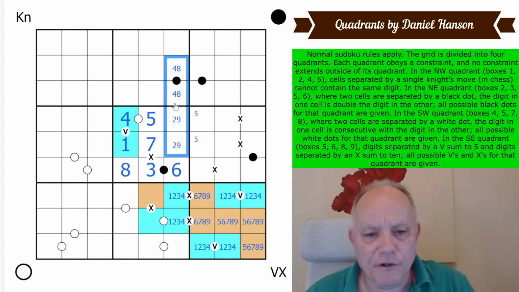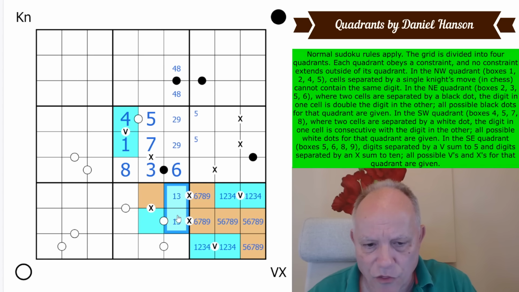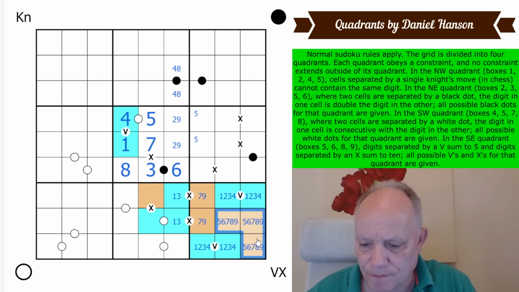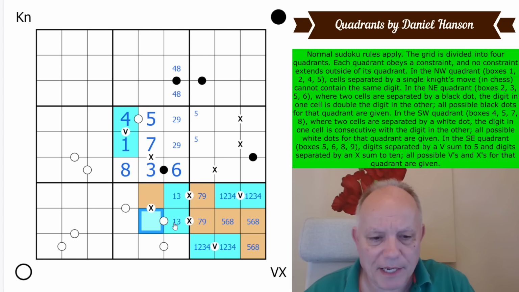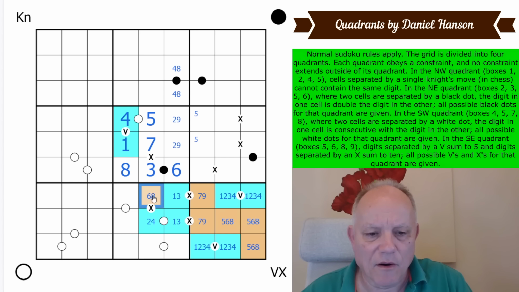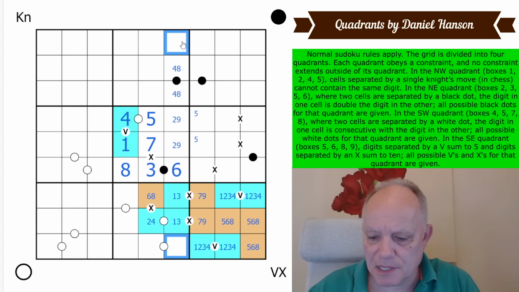Anyway, 4 and 2 have been used in the column. So this pair of digits are 1 and 3. They go with X's X partners of 9 and 7. Now, down here, we're in VX territory. Oh, that white dot makes this 2 or 4. That makes this 6 or 8 on the X. We've got 5 and 7 still to go in the column.